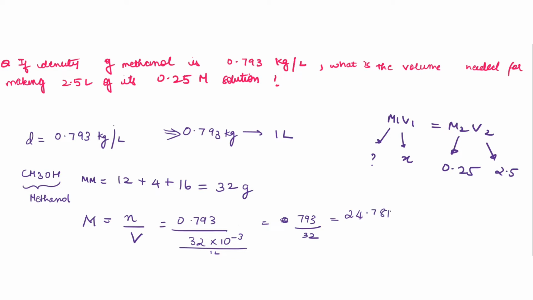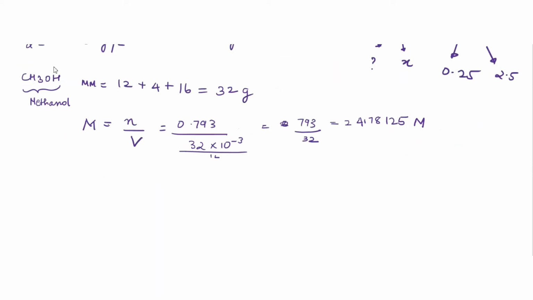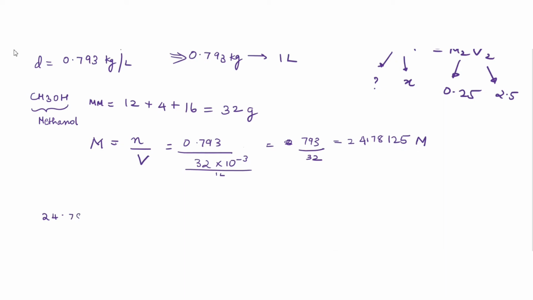Alright. So here we know M1, we need to find V1, and we have M2 and V2. So simply apply the formula. 24.78125 x is equal to 0.25 into 2.5. So x is equal to 0.02522 liters. Converting it into milliliters and approximating, we get 25.2 ml as the final answer. Okay, so this was the method. Let's move on to the next question.